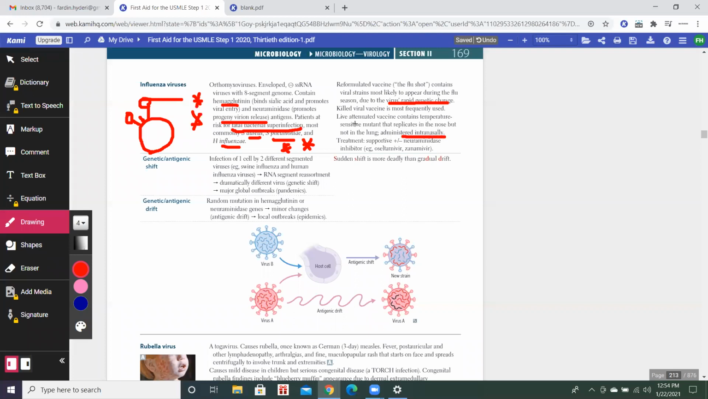Why do we give it intranasally? Because we want to prevent the virus from causing damage in the lungs by reverting to its pathogenic form and causing viral pneumonia. Treatment is supportive, or you can give Tamiflu. This is Tamiflu. Tamiflu is oseltamivir or zanamivir. USMLE Step 1 UWorld has the tendency of using this brand name for neuraminidase inhibitors, that is Tamiflu, and they ask the mechanism of action. Write down Tamiflu over here. This is oseltamivir and zanamivir. Okay, are we clear?